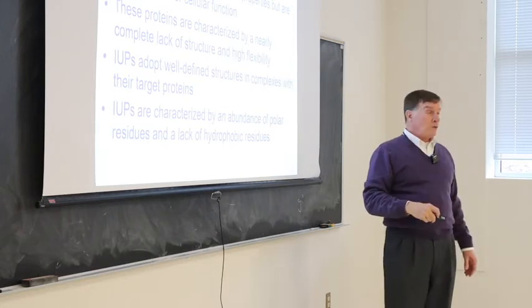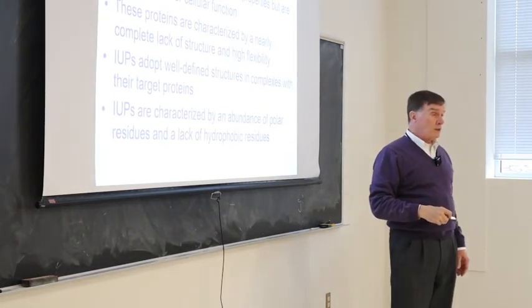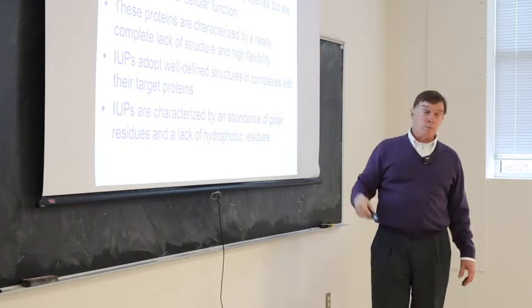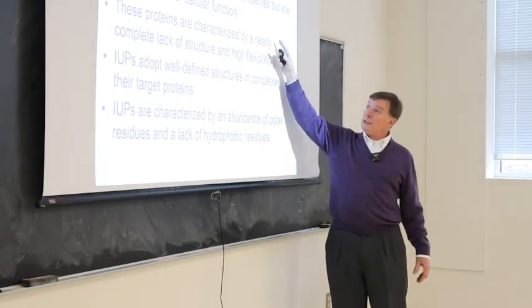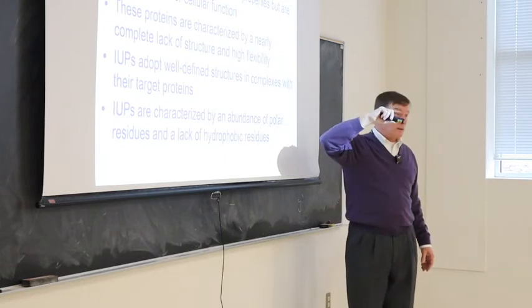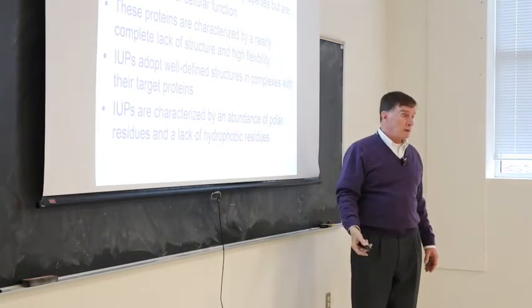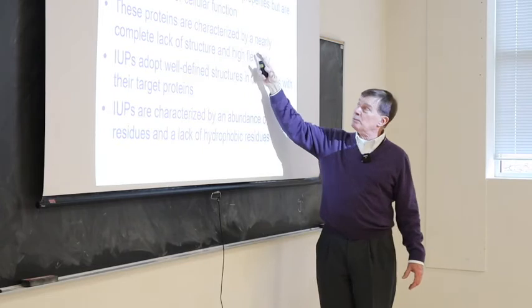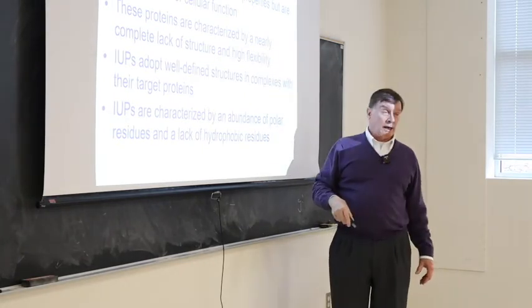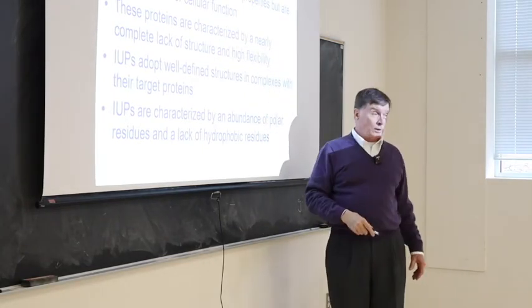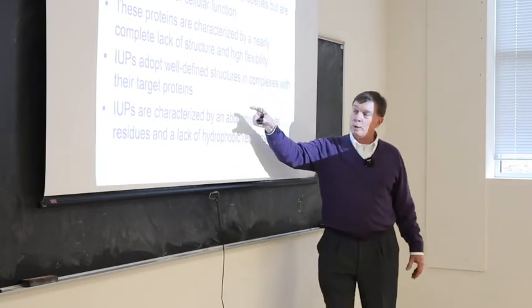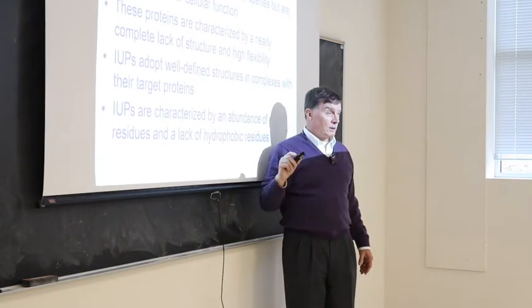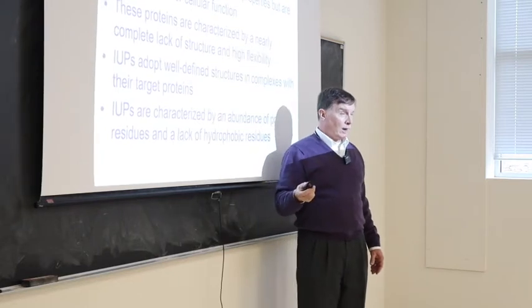They're called intrinsically disordered proteins or intrinsically unstructured proteins. So IUPs or IDPs, either one is good for this. And they don't possess uniform structural properties until you bind them to something else. It turns out that these proteins have a near complete lack of structure and therefore high flexibility. And they adopt well-defined structures in complexes with target proteins, things they evolved to bind to.